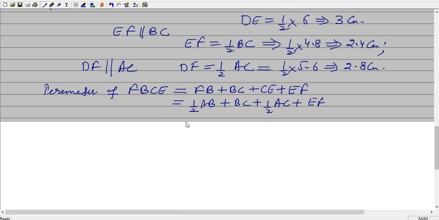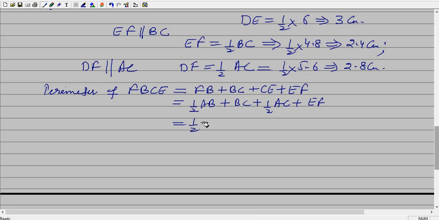Now put the value of all these sides. Half AB, AB is given 6, BC 4.8, half AC, AC is 5.6, and EF we have already calculated as 2.4. So that is 3 plus 4.8 plus 2.8 plus 2.4. It is your duty to sum all these sides. I hope you know very well how to add all these values, right?